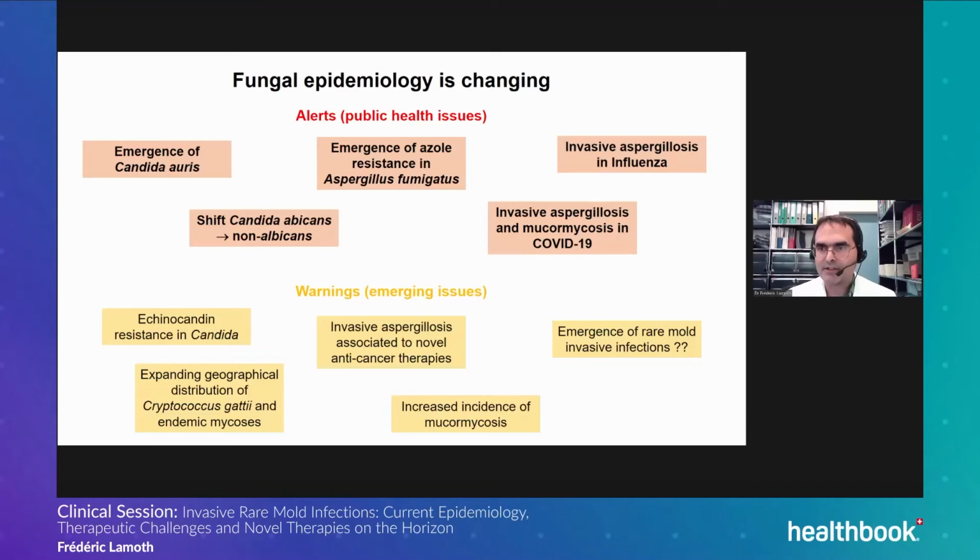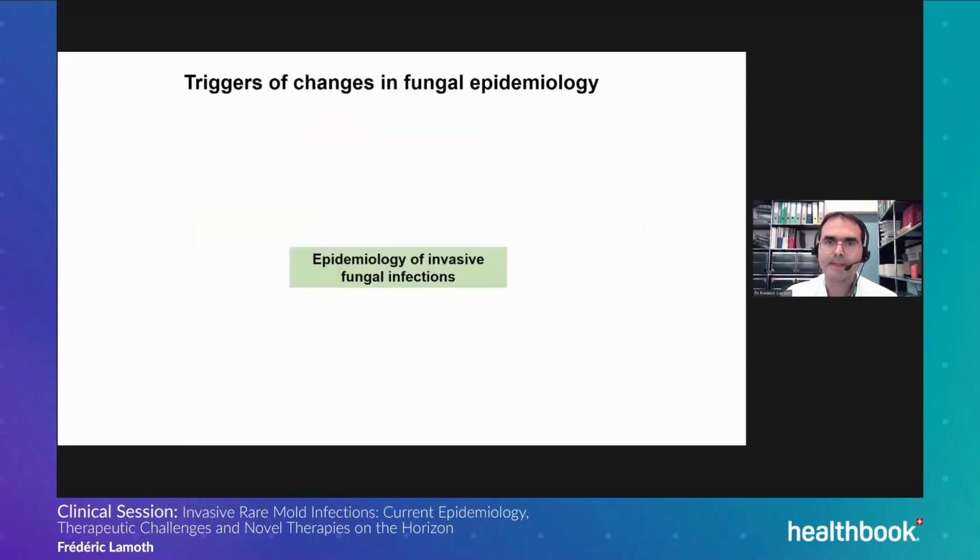The advent of invasive aspergillosis associated with novel anti-cancer therapies, mainly tyrosine kinase inhibitors like ibrutinib. Some centers also report an increase in incidence of mucormycosis. And we can also ask the question, are we actually also seeing an emergence of these rare mold invasive infections?